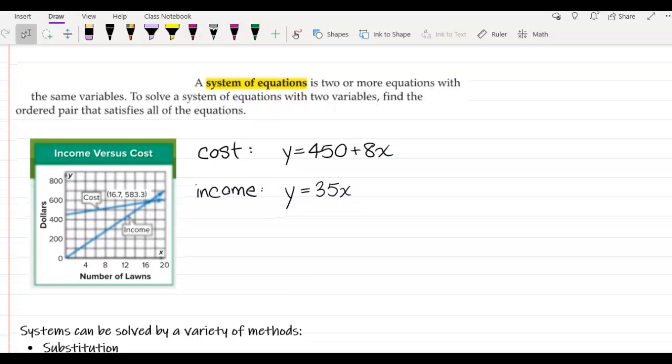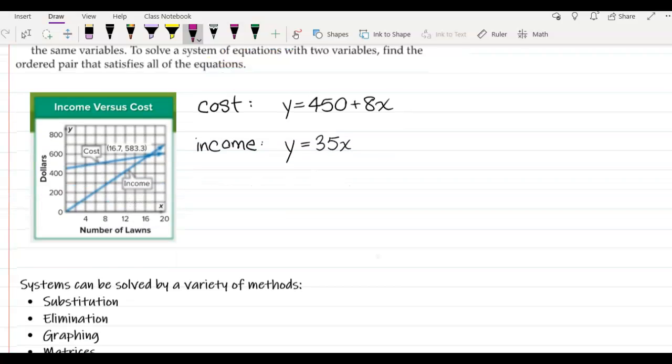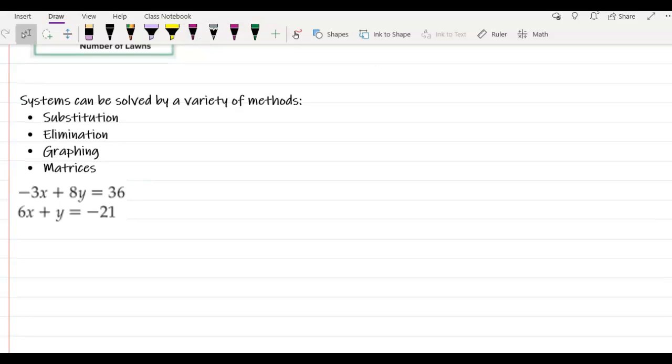We can solve systems by graphing them like this and seeing where they intersect. We can solve them algebraically with methods like substitution and elimination. And then we're also going to learn one new way in this step called using matrices to solve.